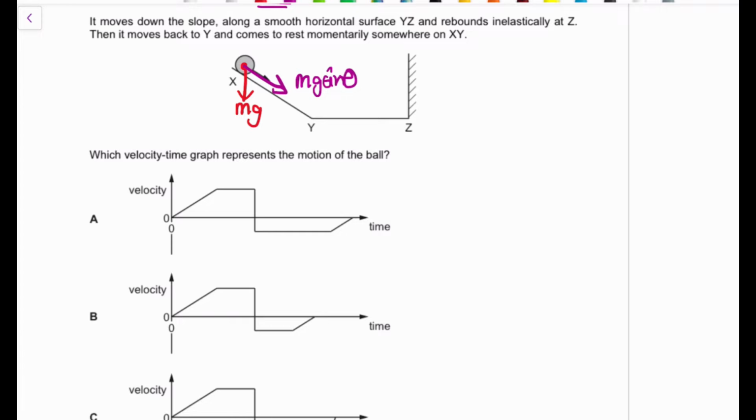So it's a line that's like this, but it's a constant acceleration because the gradient of a velocity-time graph represents acceleration. But when the ball reaches this point, you realize that the mg is now acting down, meaning that the force is now acting down. But what's happening here?